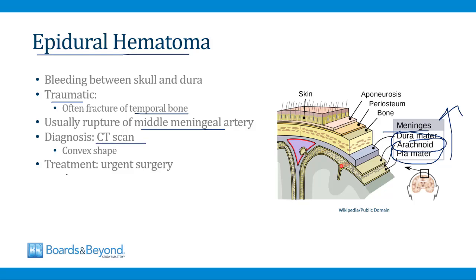And what you will see is blood inside the skull that has a convex shape. I'll show you a picture of that in a minute. And the treatment for epidural hematoma is urgent surgery. This is a high-pressure arterial bleed into the skull, and it has to be operated on right away.